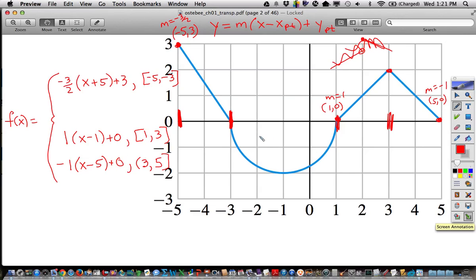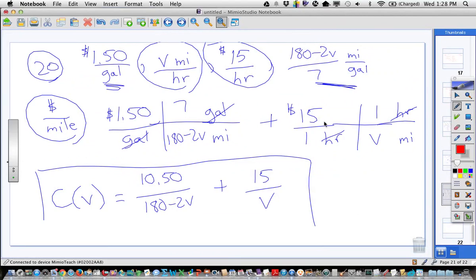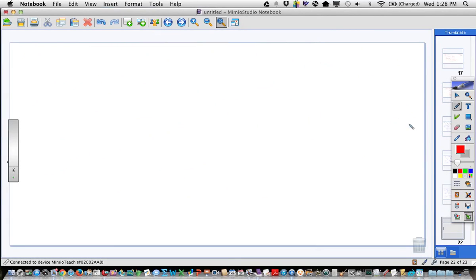All right, now we got to do the half circle. So let's go to a new page here. We're going to need a little more space. All right. So this is an equation you are going to have to know for Tuesday.